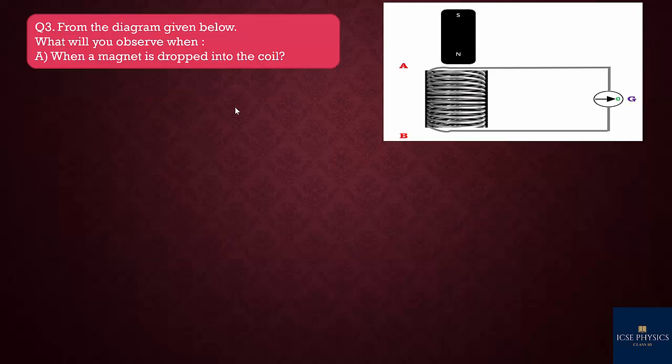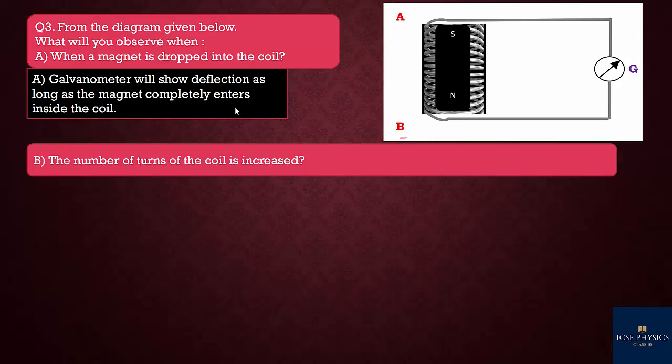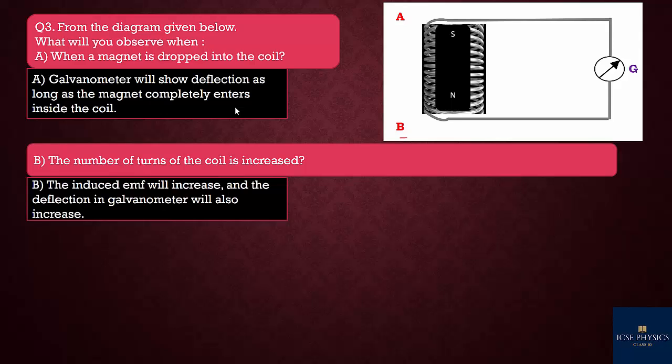Question number 3. From the diagram given below, what will you observe? First part, when the magnet is dropped into the coil. The answer is, when the magnet is dropped into the coil, the galvanometer will show deflection as long as the magnet is entering the coil. Second part, what will you observe when the number of turns of the coil is increased? The answer is, the induced EMF will increase and the deflection in the galvanometer will also increase.